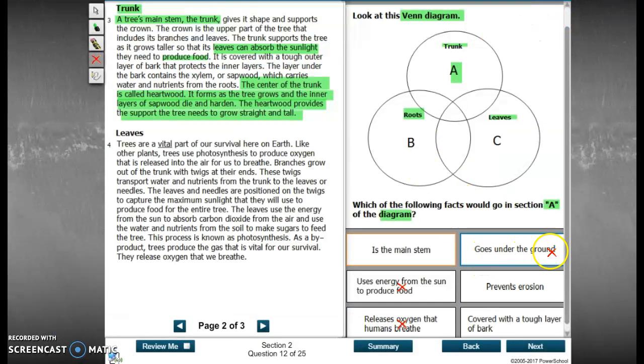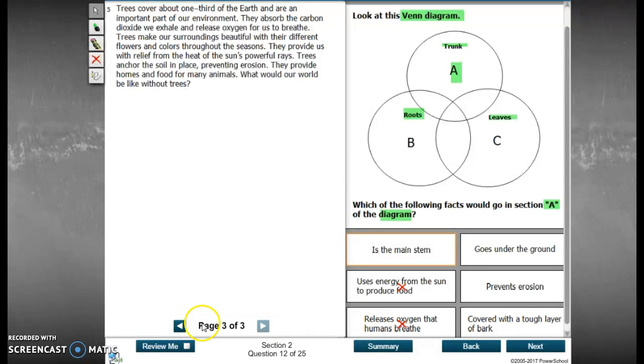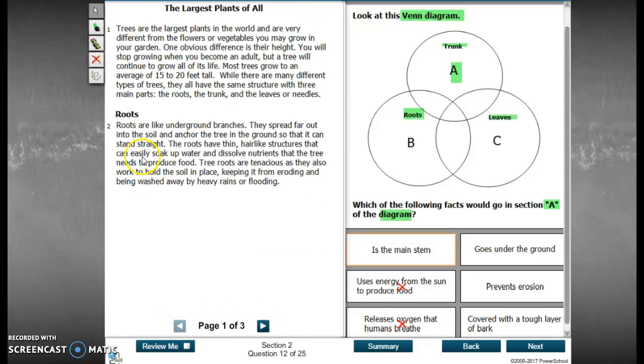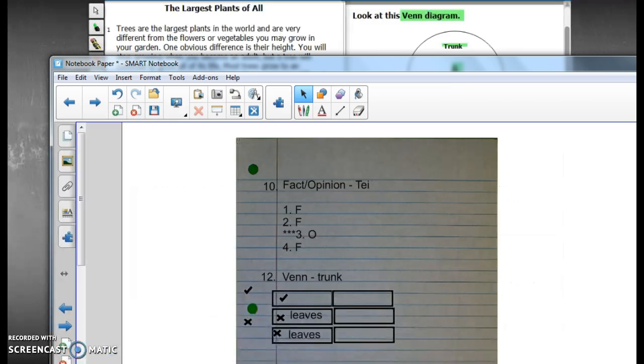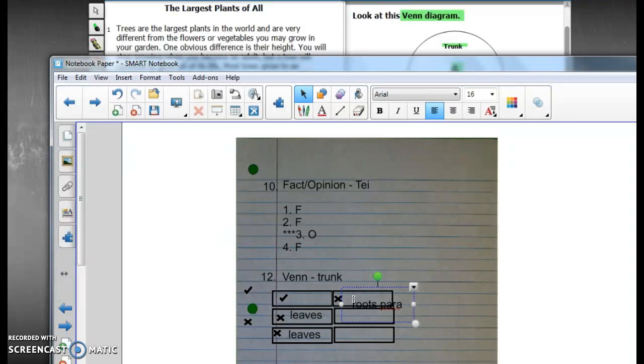Next one, goes under the ground. The trunk. Does the trunk go under the ground? Well, to me, that sounds like roots. I'm going to skim. No, it does not go under the ground. If you look in the section about roots, roots are like underground branches. So in paragraph 2, that is about the roots. So we are going to X that out. That would go in section B. Give it an X. That's the roots. Paragraph 2.